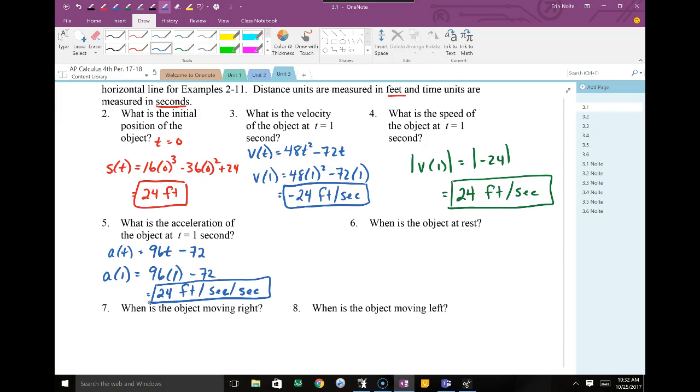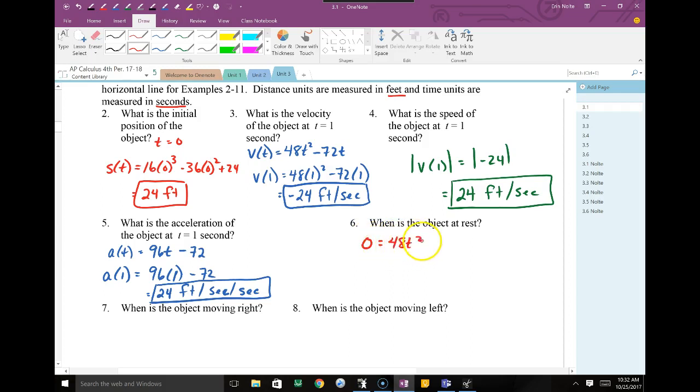When is the object at rest? How would we figure out when an object is at rest? Set it equal to 0 to what? Velocity, right? Something being at rest means it's not moving, so we're talking about velocity. So I would plug 0 in, set it equal to 0. We want to know when the velocity is 0.